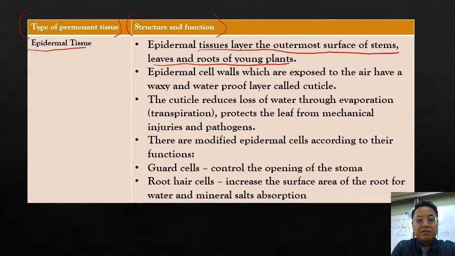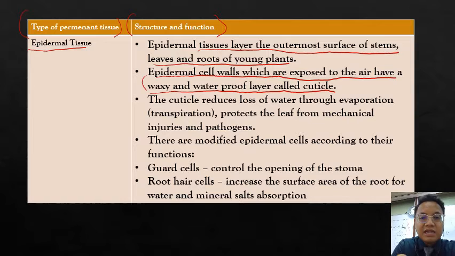So the epidermal cell walls, which are exposed to the air, have a waxy and waterproof layer called cuticle. Meaning, this epidermal layer has a waxy, waterproof layer that repels water. This layer is called the cuticle. The cuticle reduces water loss through evaporation or transpiration. It protects the leaf from mechanical injuries and also pathogens, right?